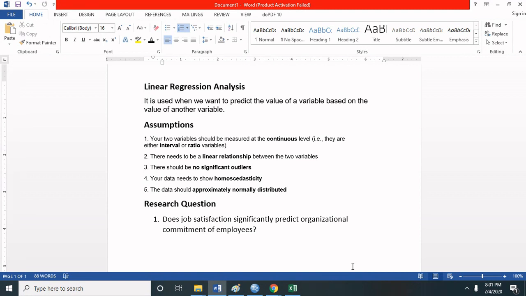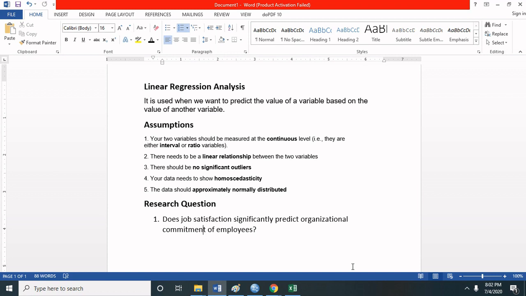First, the two variables should be measured at the continuous level. That would mean that our data can either be interval or ratio. Second, there needs to be a linear relationship between the two variables. You can actually check the linearity using the scatter plot in SPSS. If the variables are not linear, then you cannot perform this analysis, but instead, you can use the non-linear regression analysis.